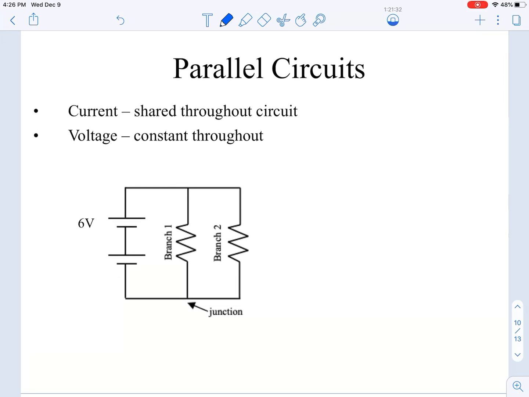All right, so for a parallel circuit, we say that our current is going to be shared throughout and our voltage is going to be constant throughout.